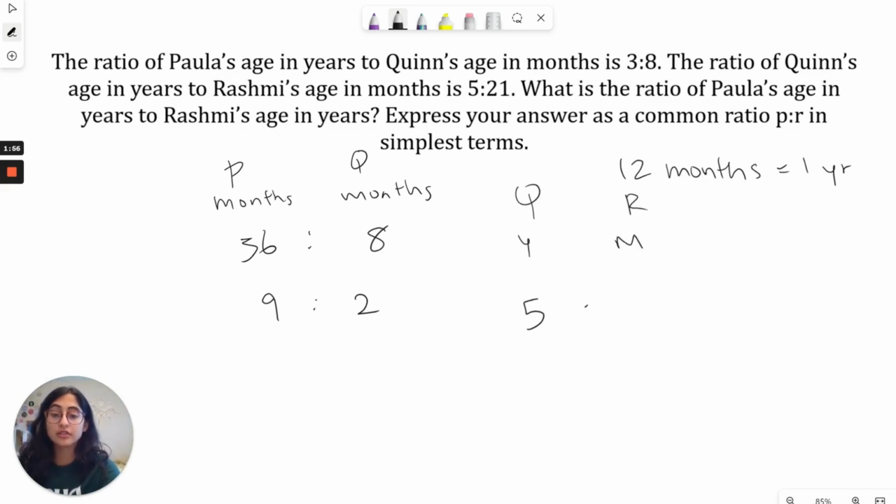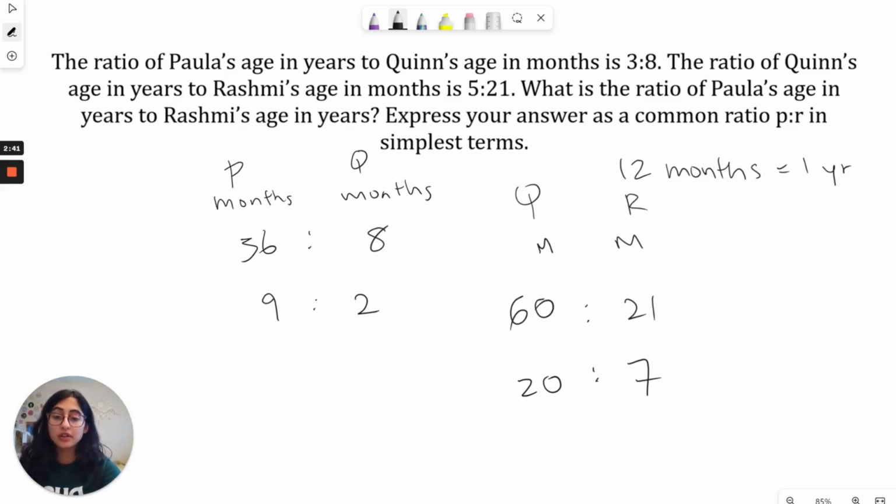Okay, now it says the ratio of Quinn's age in years to Rashmi's age in months is 5 to 21. Let's do the same thing and convert this years to months. So 12 months in a year. In months, Quinn's age is going to be 5 times 12, or 60. So this is a 60 to 21 ratio, and we can divide both sides by 3 to get 20 to 7. So we know that the ratio of Paula's age in months to Quinn's age in months is 9 to 2, and the ratio of Quinn's age in months to Rashmi's age in months is 20 to 7. We need to find the ratio of Paula's age to Rashmi's age.